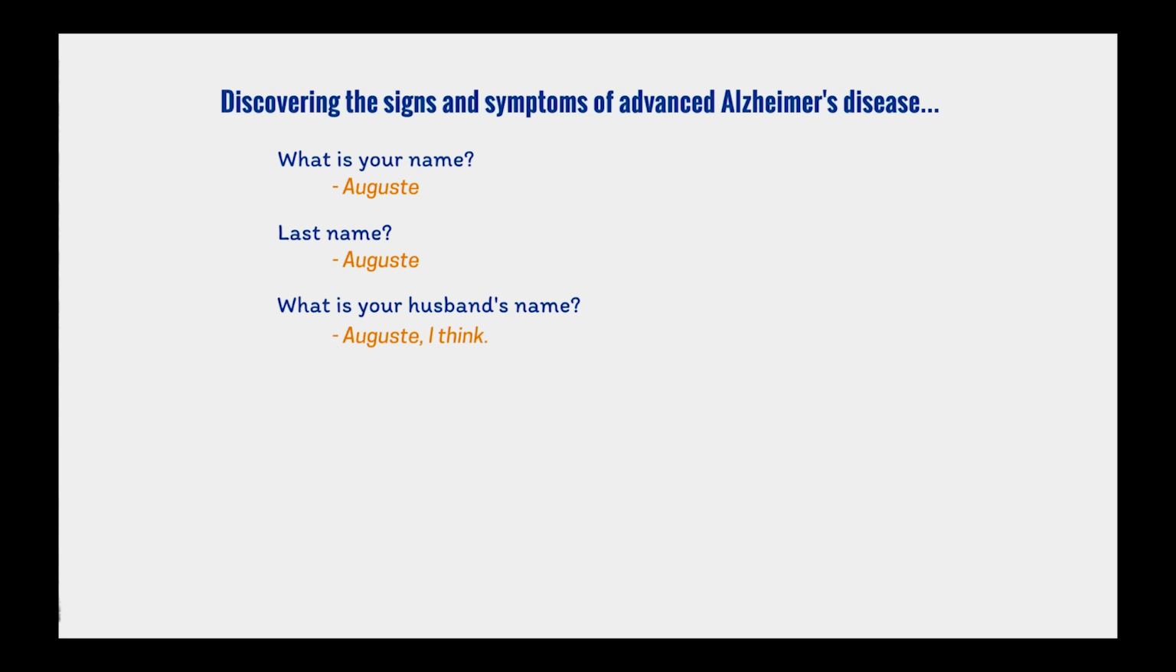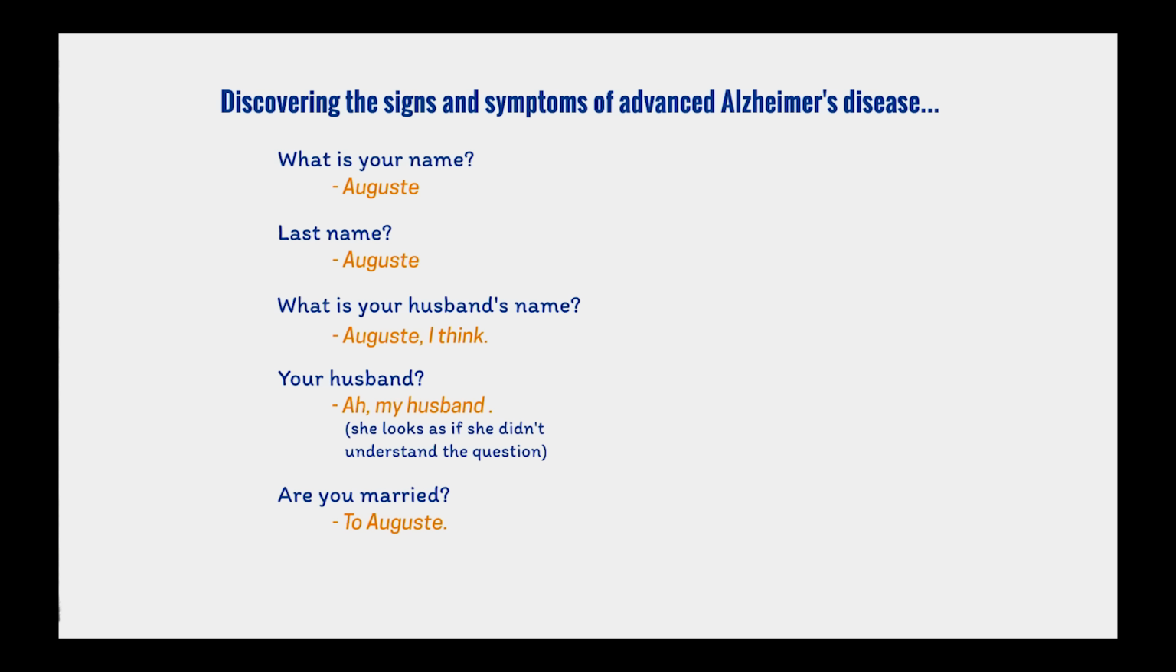These are some of the notes from Alzheimer's of his conversation with this patient. He asked her, "What is your name?" And she answered, "Auguste." "Last name?" "Auguste." "What is your husband's name?" "Auguste, I think." "Your husband?" "Ah, my husband." And then she looks as if she didn't understand the question. So these are all from his notes.